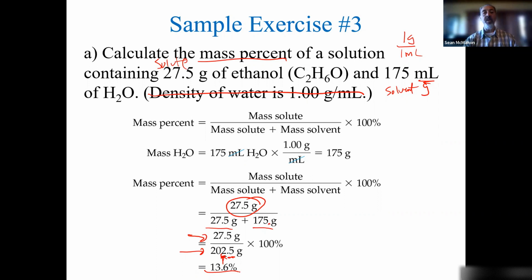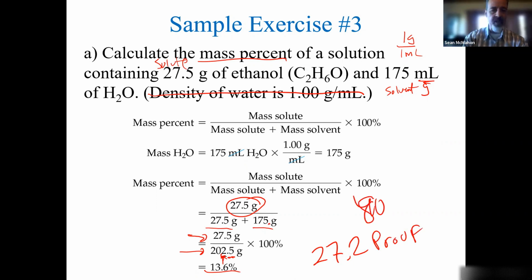what is that, 27.2 proof. That's a weird proof. 27.2 proof. Sean, what are you doing? People like 40 or 80 proof. Okay, anyways.